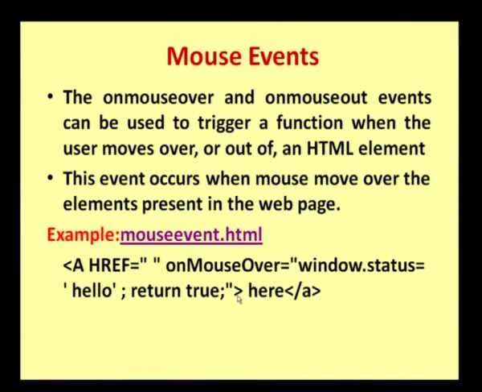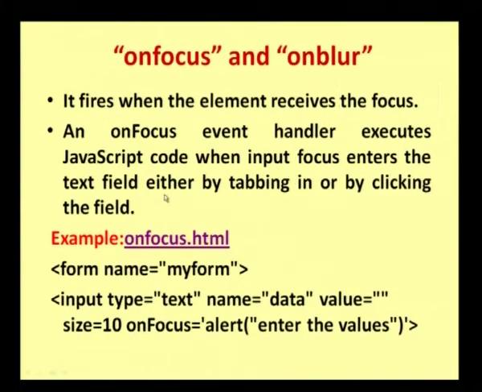Let us see the next events, on focus and on blur. This type of event occurs in forms whenever the user is entering data. If the user forgot to enter something in a field, for example, while registering details in a registration form, if he forgets to enter a name, then that field is focused again and the message says, please enter your name. We generally see this when creating an email ID or any online registration.